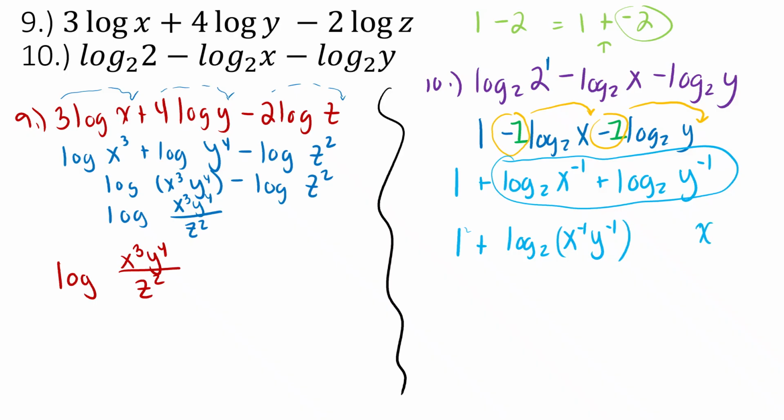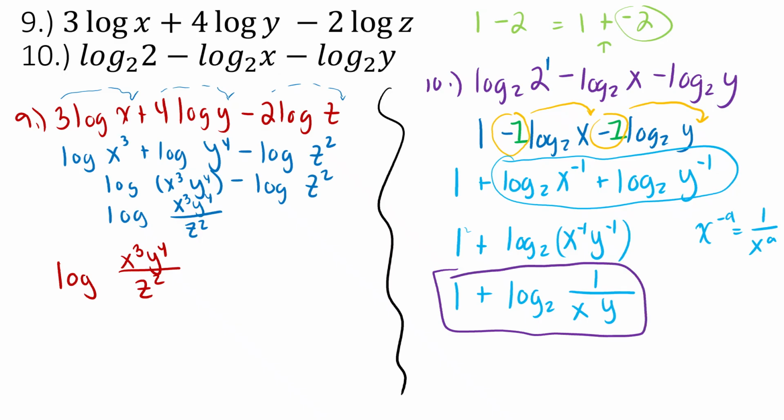We know that x to the negative a is 1 over x to the a. Okay, like so. Therefore, this would be 1 plus log base 2. The x and the y both end up in the denominator, and I have a 1 in the numerator, and you do not have to write x to the first, y to the first. That's just not a thing you need to write. And so that is probably our best answer to that, the one out front notwithstanding.